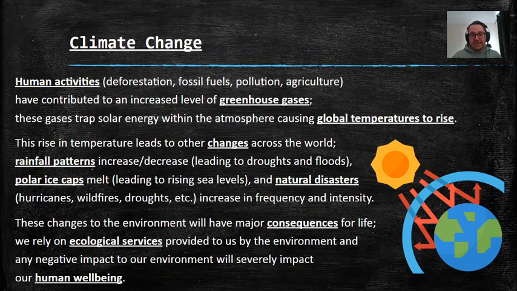And then natural disasters, so hurricanes, wildfires, droughts, etc., increase in frequency, so they're happening more often, but also intensity, which means they're happening more extremely, I guess. So if you think about the bushfires at the start of this year, 2020, we haven't seen bushfires that intense or that frequent ever. So you can see how the impact of climate change is very much affecting our environment and also our well-being.